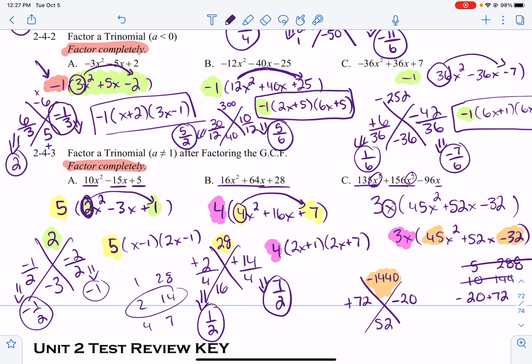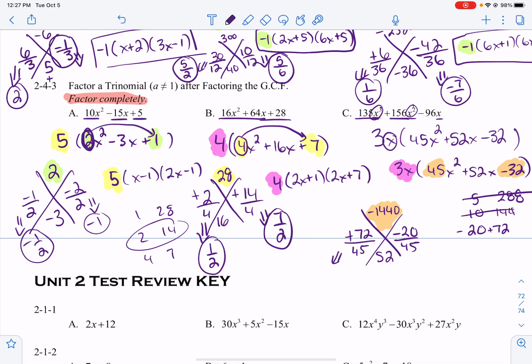And before I write my answer, remember I multiplied to get that 1440. So now I've got to divide everything by 45. So this one on the left, let's see, 9 goes into 72 and 45, so 8/5. On the right, 5 goes into negative 20, negative 4. 5 goes into 45 9 times. So my answer, I get 5x plus 8. That came from the left. And then I get 9x minus 4. That came from the right.